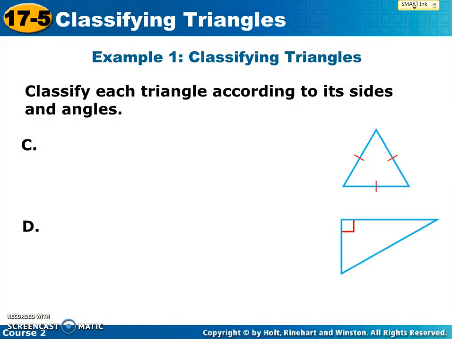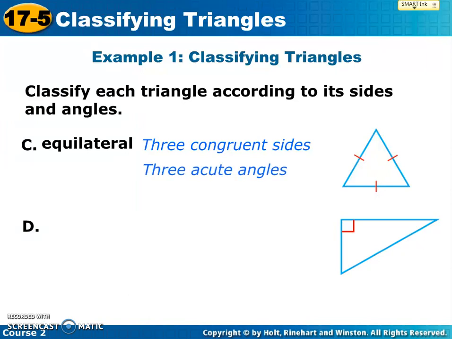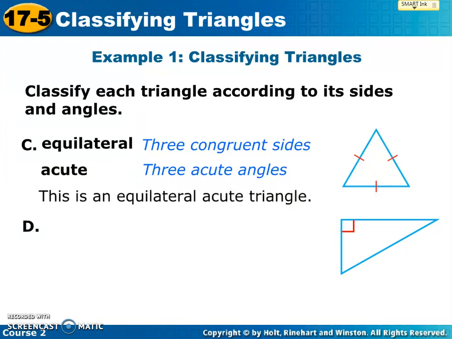In example C, you can see that we have three tick marks, all indicating that they are congruent sides. All congruent sides means that it has to be an equilateral triangle. That means they're all equal. Looking at that triangle, you can see that we have three acute angles, so therefore that would be an acute triangle. So in all, we have an equilateral acute triangle.